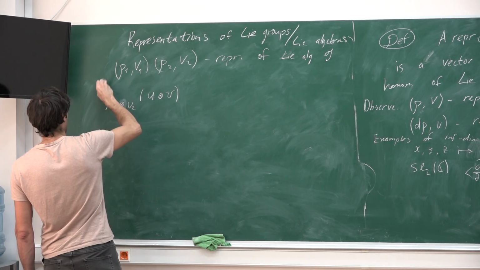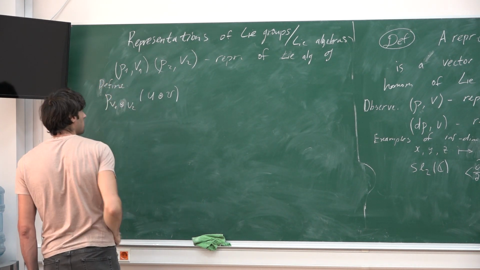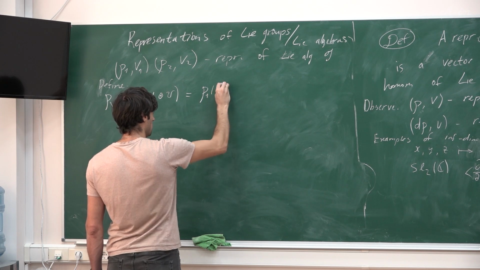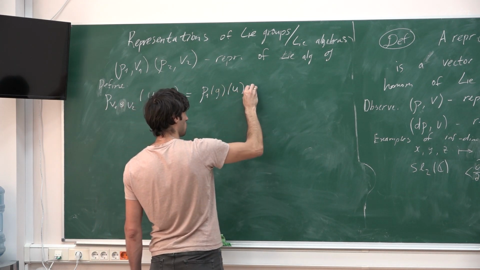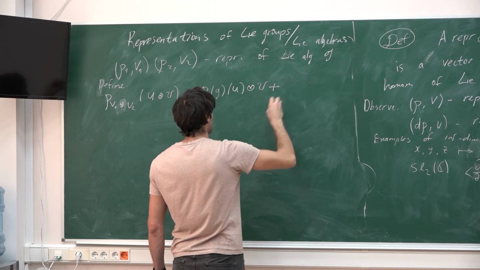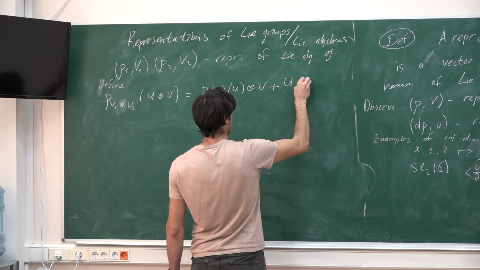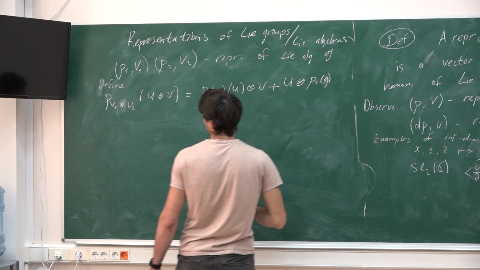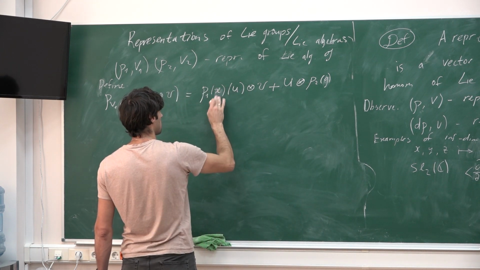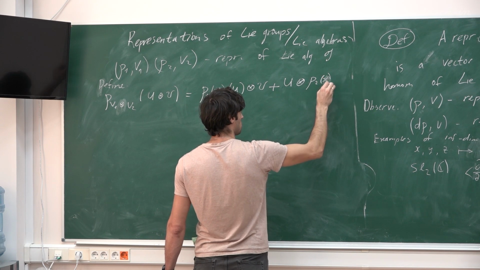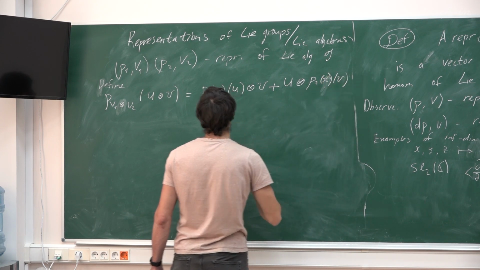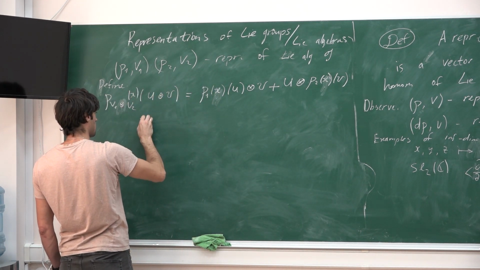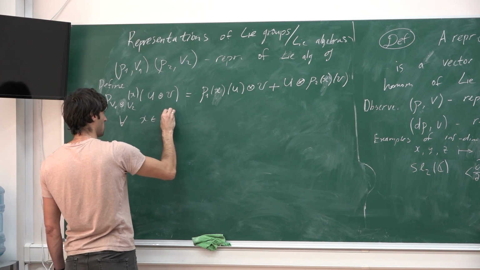We put it as a definition. So this is just rho 1 of x applied to u, tensor v, plus u tensor rho 2 of x applied to v. Maybe g is not the best notation, since usually it's an element of a group. So I take an element of an algebra, so x, for any x in G.